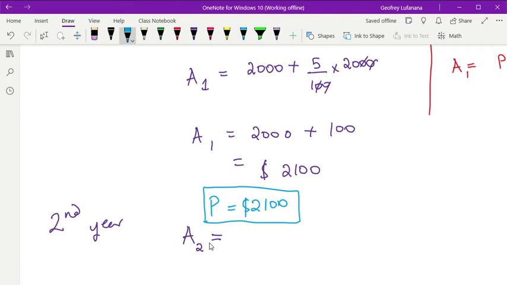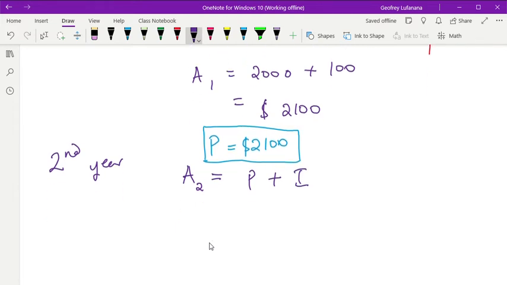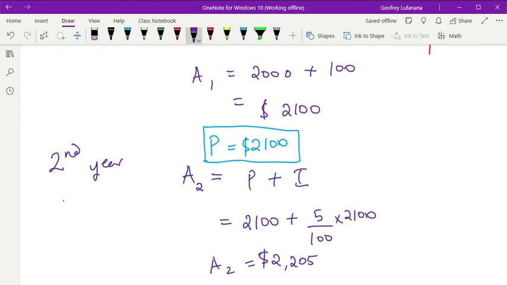So my amount 2 is still going to be principal plus interest. But remember, I'm using a new principal, so this would be 2,100 plus 5% of 2,100. And when you press it on your calc, it's going to give us $2,205. Okay, that would be our amount at the end of the second year.